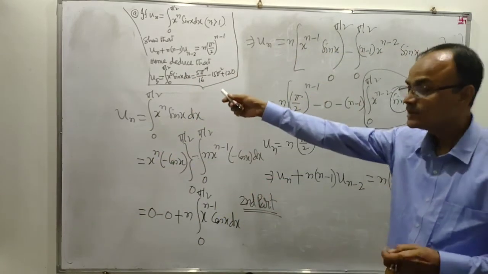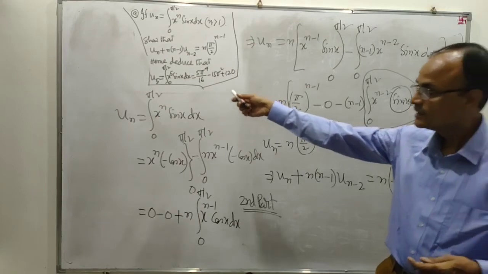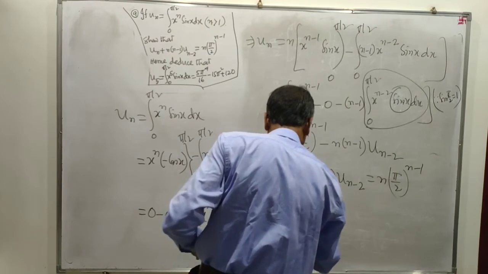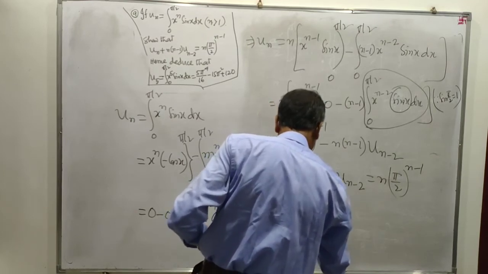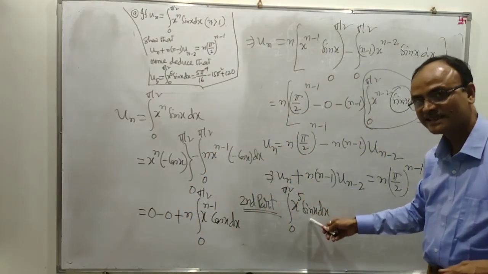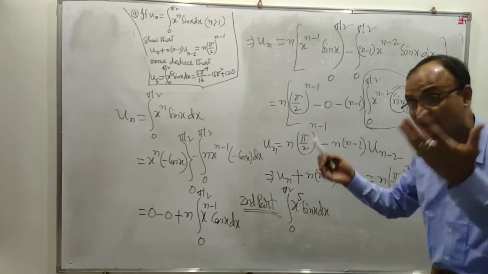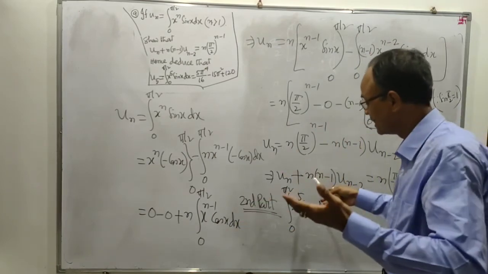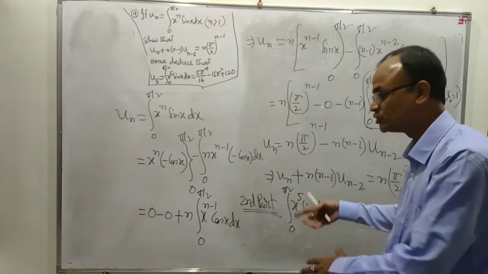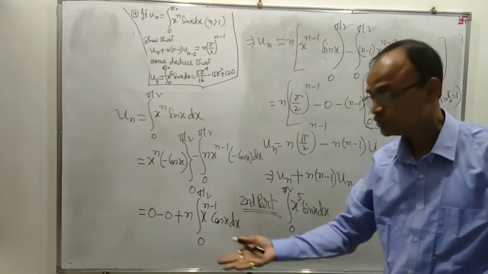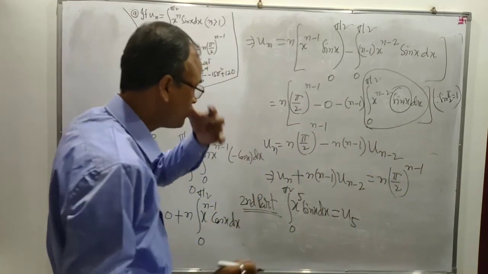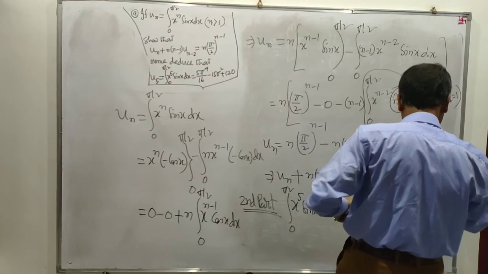What is the second part? U5, integration 0 to pi by 2 x to the power 5 sin x. You see, integration 0 to pi by 2 sin x is here. X to the power n means we write un. X to the power n minus 2 means we write un minus 2. X to the power 5 means we must write u5. Now apply this. Suppose I am writing here star.